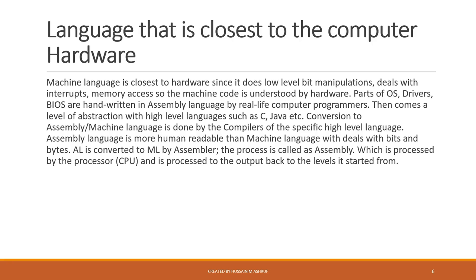Conversion to assembly or machine language is done by the compilers of the specific high-level language. Assembly language is more human-readable than machine language, which deals with bits and bytes. Assembly language is converted to machine language by the assembler. The process is called assembly, which is processed by the processor and is processed to the output back to the levels it started from.